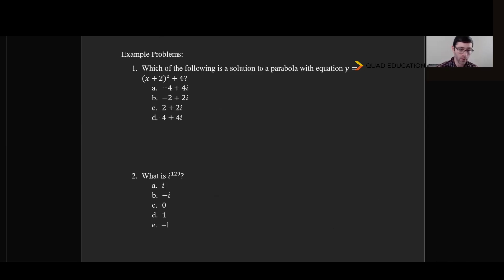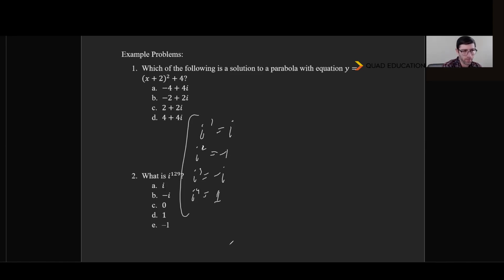So clear that out, and we'll say, all right, what is i to the power of 129? So as I mentioned, this is sort of going through a pattern here. Our pattern for i to the power, I'll just write it again just for the sake of being clear: i to the 1, i to the 2, i to the 3, i to the 4, and then it basically just repeats all over again. So that's i, negative 1, negative i, and then 1.